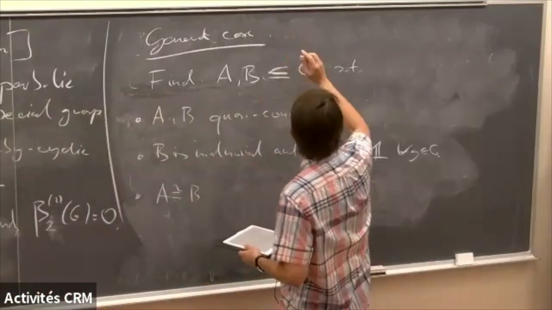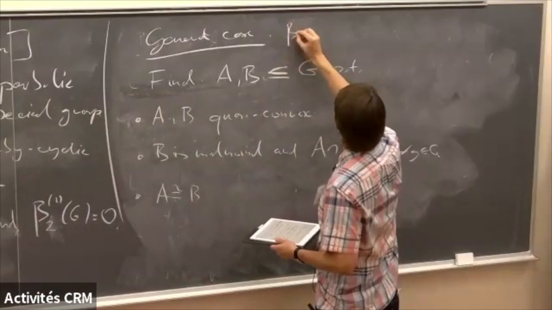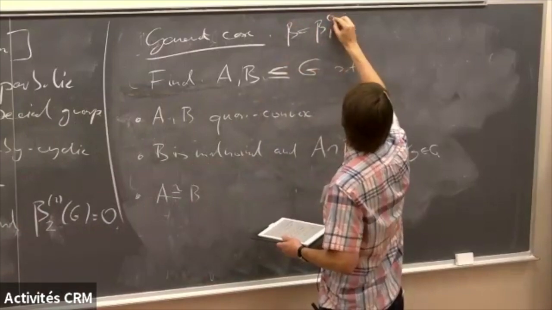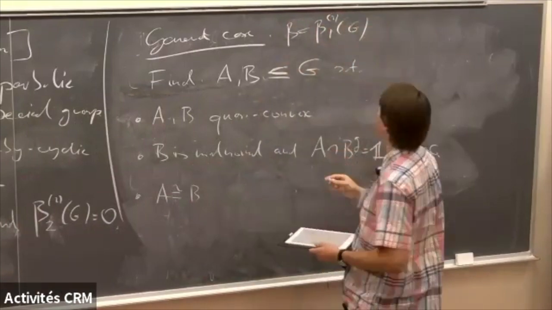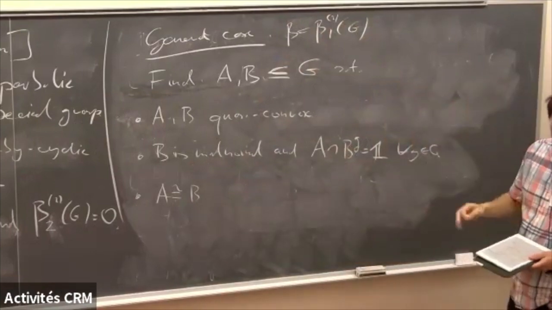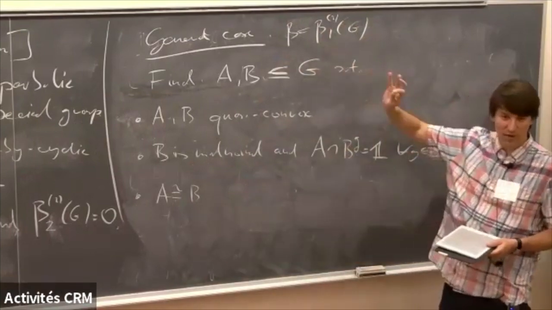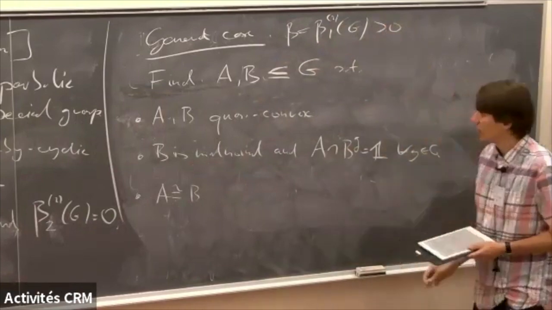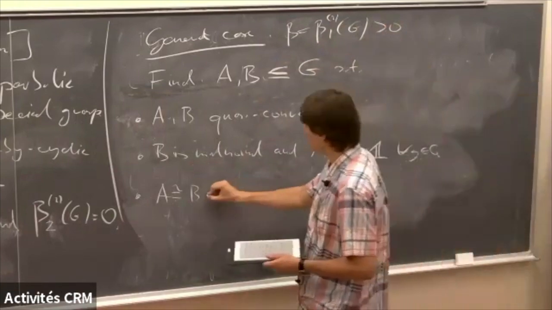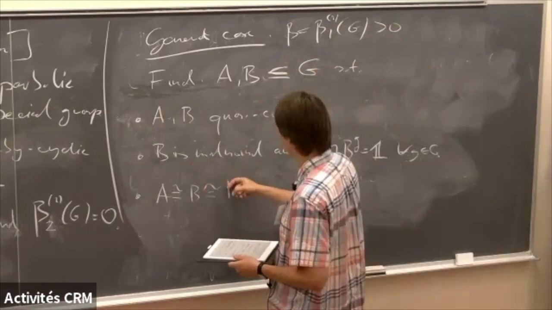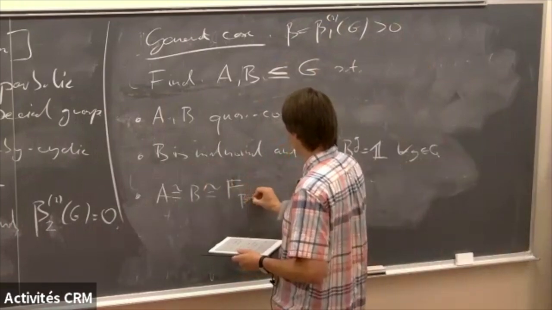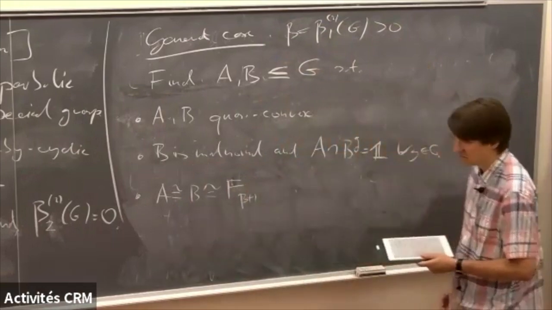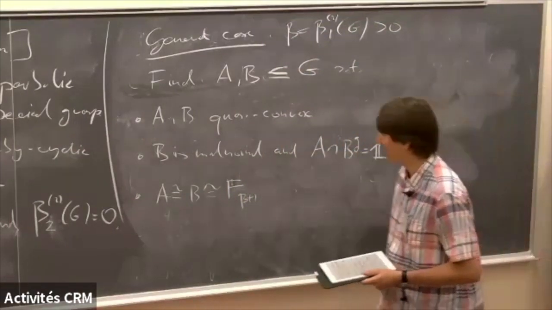In the general case, we introduce some notation. I want beta to stand for the first L2 Betti number of G. In the special case, this was 0. Now we are in the general case, so it's bigger. And what I want A and B to be, I want them both to be a copy of the free group on beta plus 1 generators. The reasons will maybe become clear in a second.